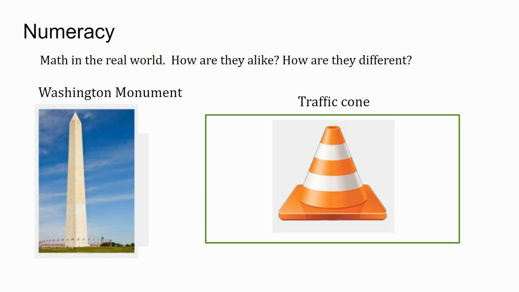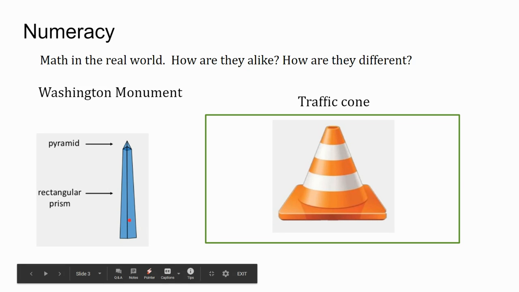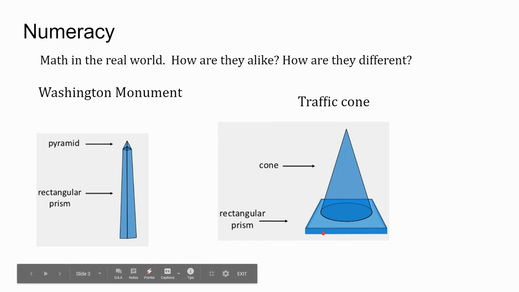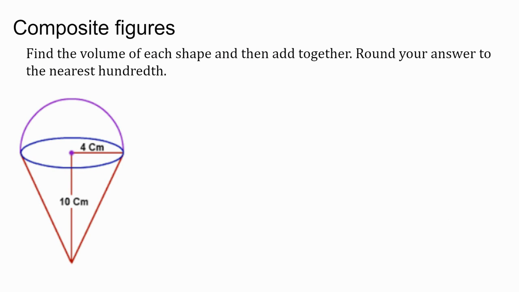Well, one difference is that the top of them are shaped differently. Over here in the Washington Monument, it has that rectangular prism as a base, but on the top would be a small pyramid, whereas with the traffic cone, we have that rectangular prism as a base, but our top is actually a cone. Both of these shapes are also considered composite shapes, and today we're going to be finding the volume of these composite shapes. So, for instance, I'm going to read the directions.